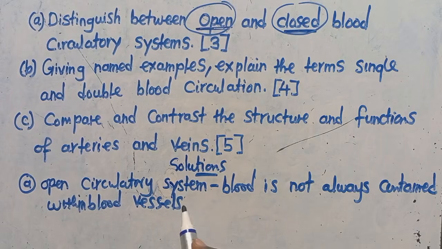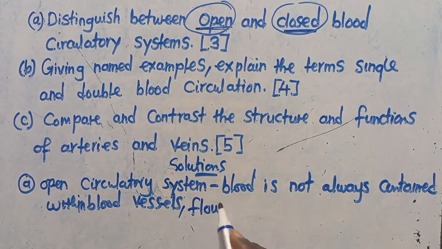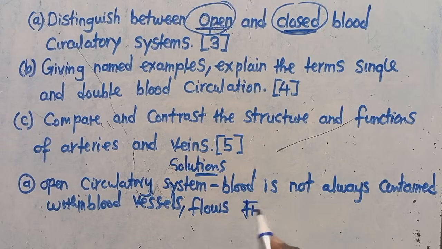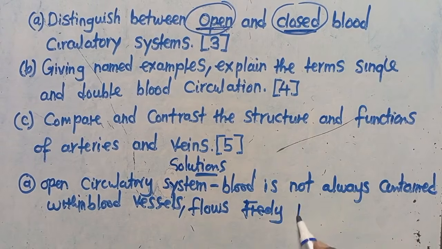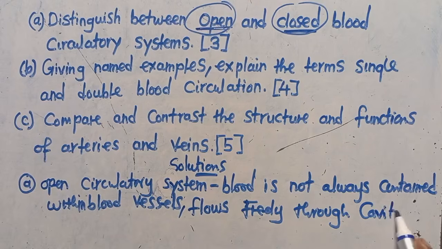But rather it flows. Blood flows freely through cavities. So this is what you need to know under the open circulatory system. And you discover that in this case, blood is in direct contact with the tissues. So you can just say, in open circulatory system, blood is in direct contact with the tissues.